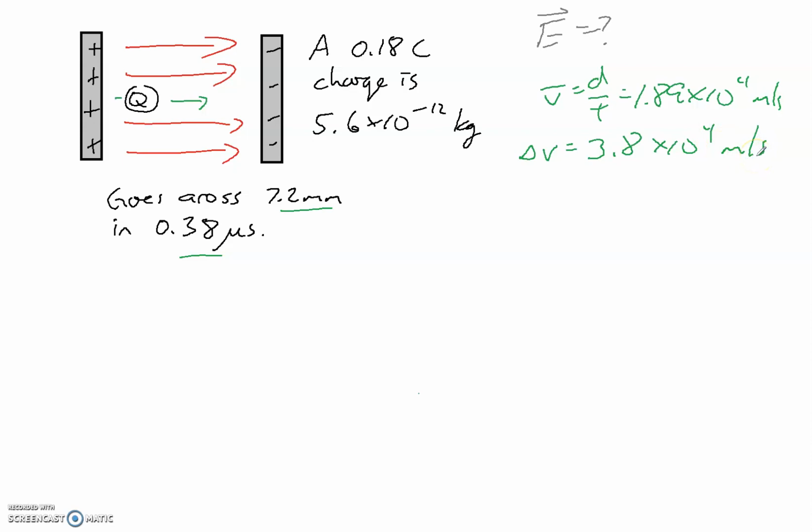Okay, well, I've got change in V, and one of the logical things that we often find after that is acceleration. So let's find our acceleration. We have our change in V, we have our change in T, so we can take our 3.8 times 10 to the 4, and we can divide that by the T that we have from the beginning, and we can get an acceleration of around 9.97 times 10 to the 10 meters per second squared.